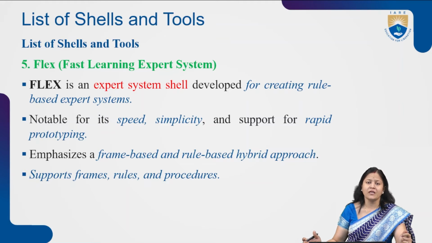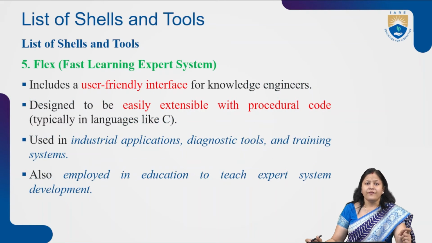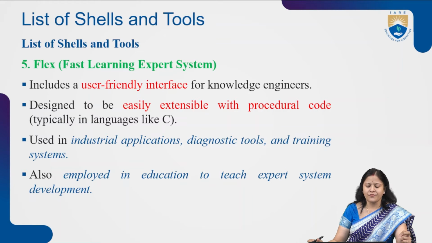It is having more speed compared to other cells and tools, and it supports rapid prototyping. It emphasizes a frame-based and rule-based hybrid approach also. It supports the frames, rules, and procedures. And the FLEX cell includes a user-friendly interface for knowledge engineers. User-friendly means it is very comfortable for the user, through which we can interact with the system. So especially it is used for the knowledge engineers.